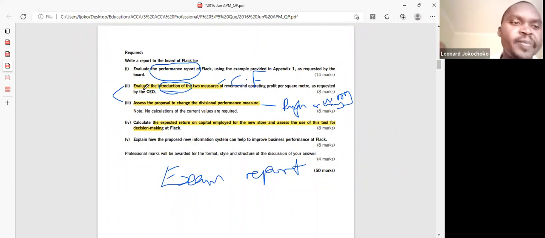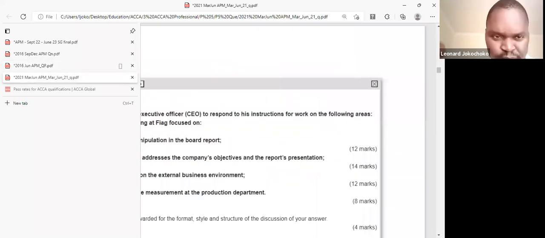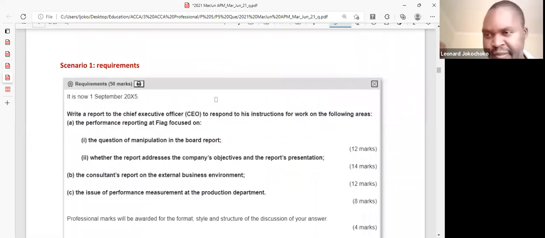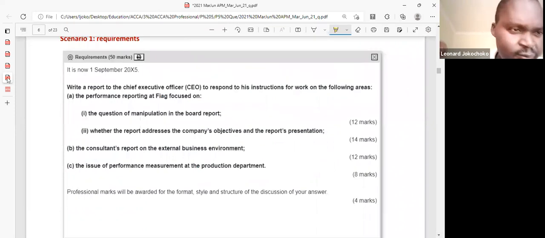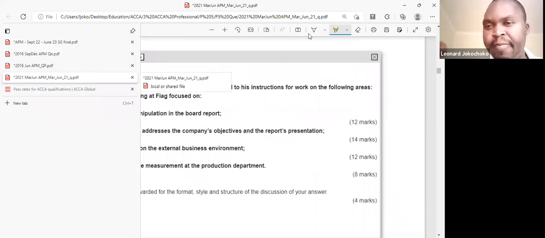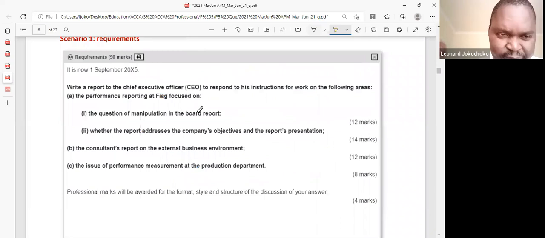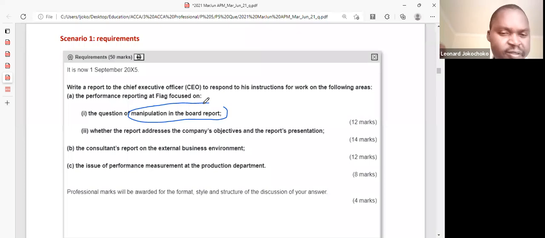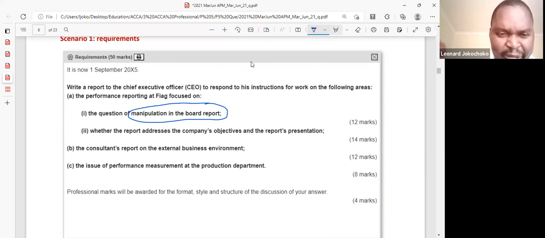Okay, that's the 2016 paper. Let's just look at the current examination paper. I'll open the March 2021 exam. This is the Section A question paper, let's confirm the period, yes, June 2021. So we see that the first part deals with the manipulation in the board report. This has something to do with ethics. It's not exactly what we discussed today. We saw the impact of the report. This is dealing with performance measurement. Does the performance report do what it's supposed to do?